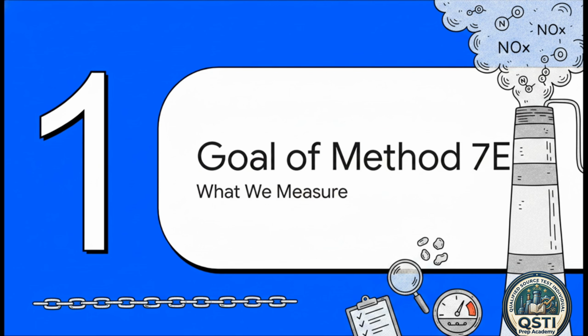Because before we build our system or even think about sticking a probe into a smokestack, we really need to understand exactly what we're hunting. What is our target analyte, and why are the rules around capturing it so incredibly strict?